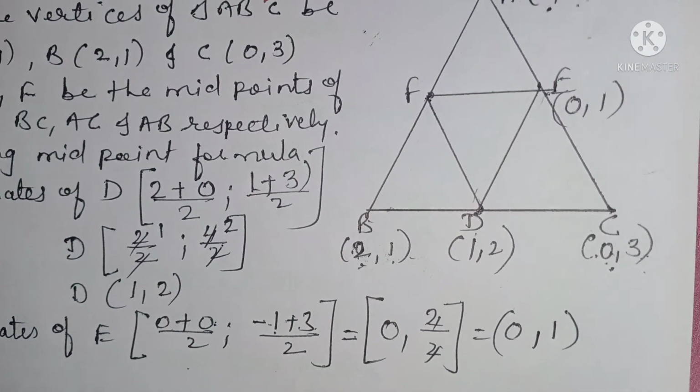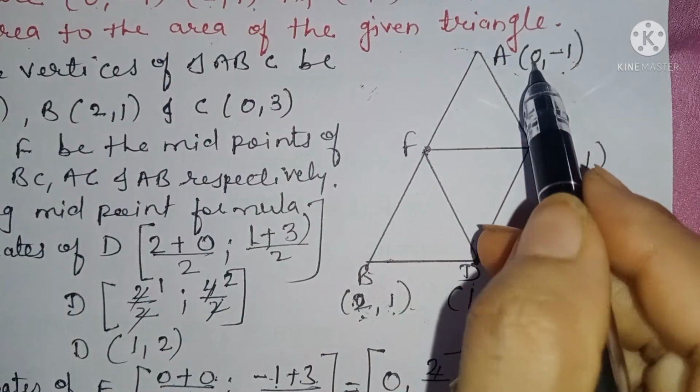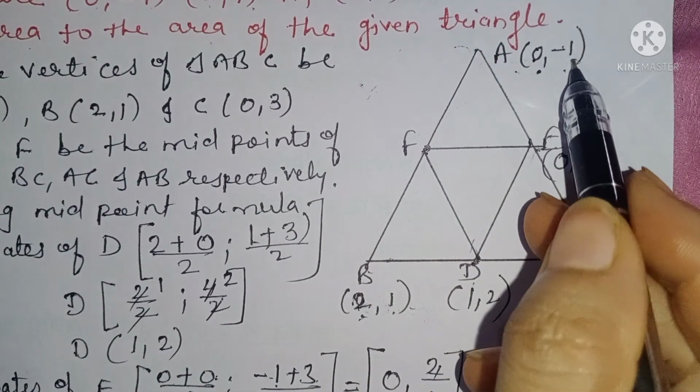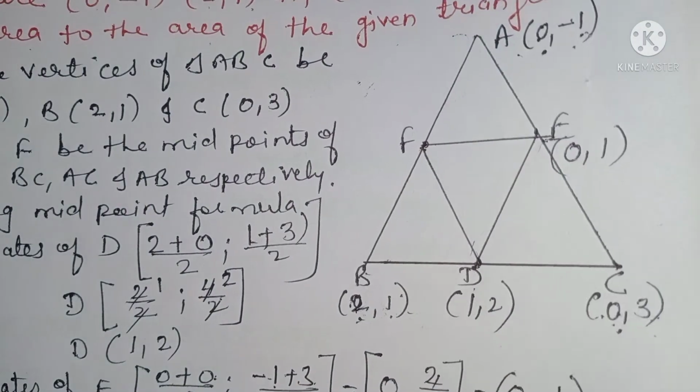Now similarly let's find the coordinates of F. Here x1, y1 are 2 and 1... wait, for F: x is (2 plus 0) upon 2, and y is (-1 plus 1) upon 2.